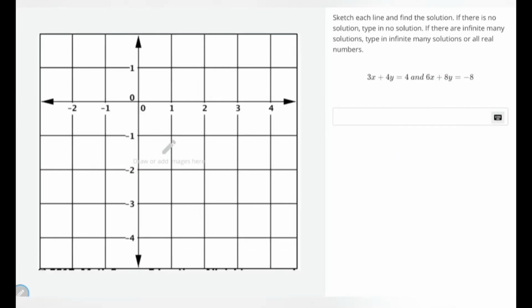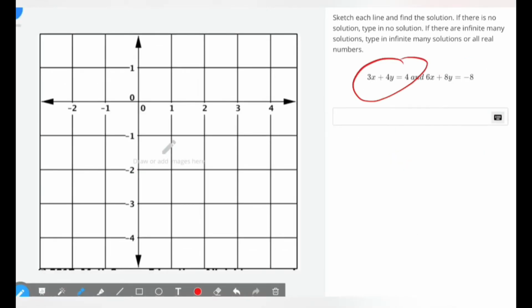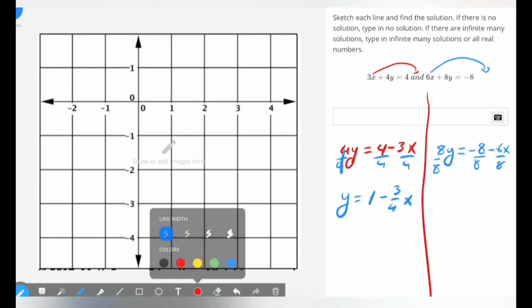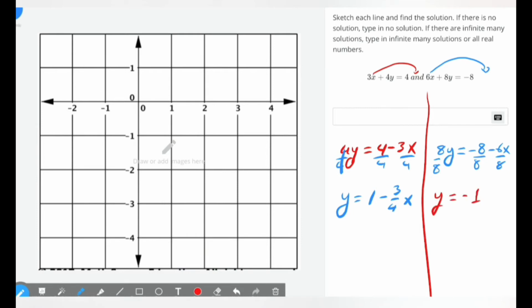Alright, so first we're going to solve for y for both equations. So we have 4y equals 4 minus 3x. Because I put that on the other side. Divide by 4. So y equals 1 minus 3 over 4x. And bring that on the other side. 8y equals negative 8 minus 6x. Divide by 8. y equals negative 1, 6 over 8. You need to reduce that. Alright, 6 over 8 is 3 over 4. Make sure you reduce your answer. Okay?